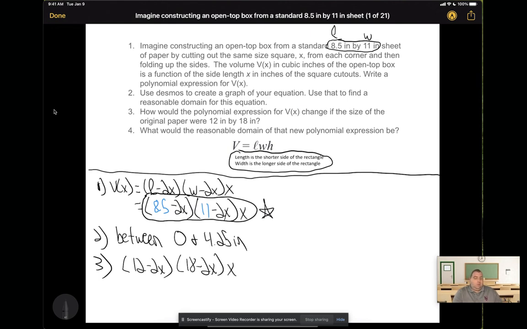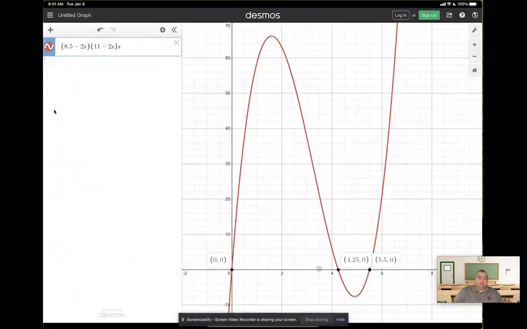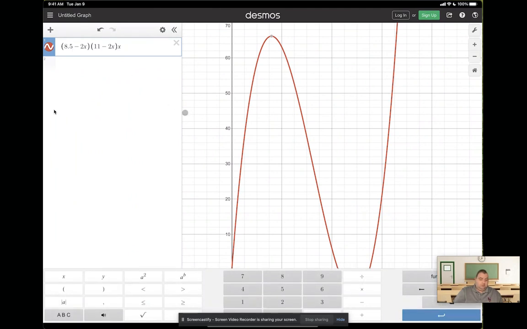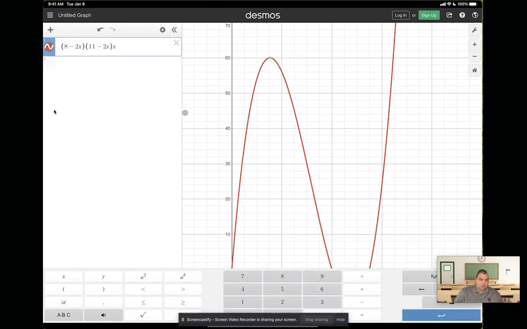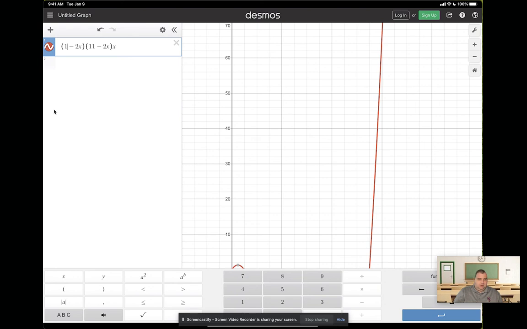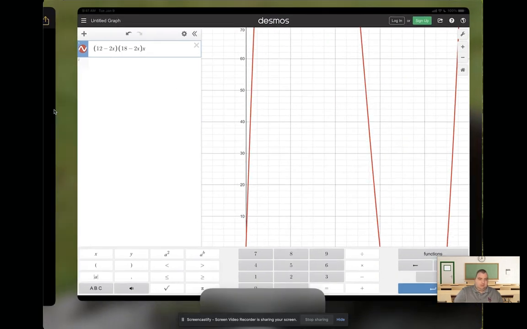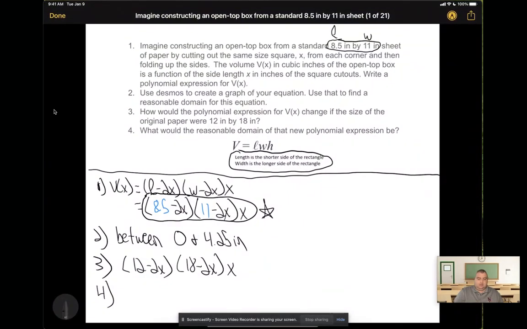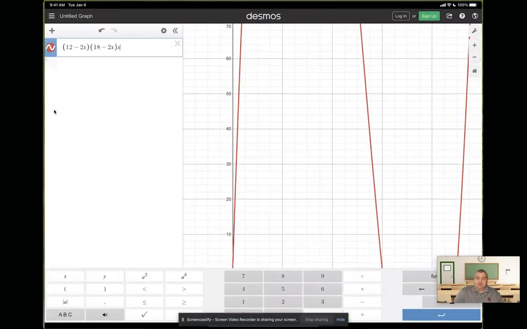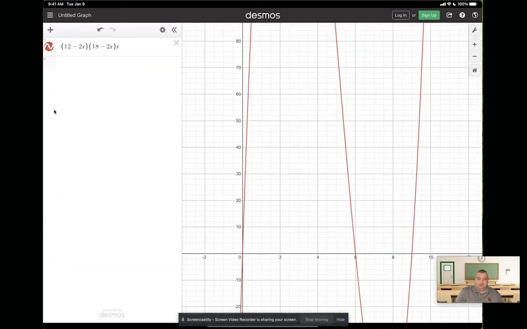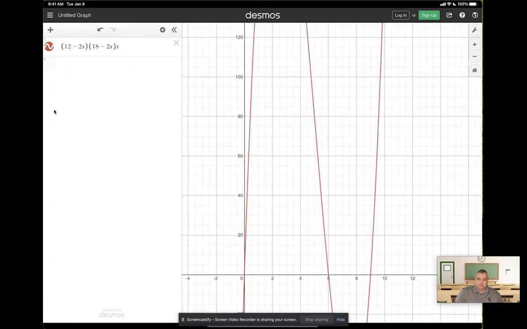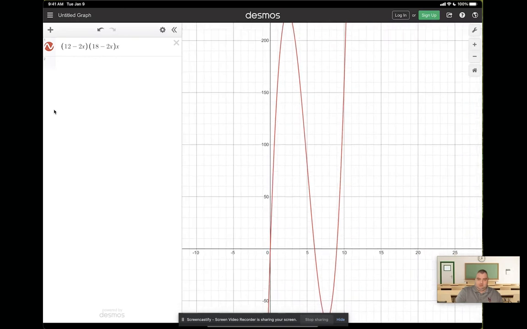Number 4, what would the reasonable domain of that new polynomial expression be? Now I'm going to go to Desmos, and I'm going to change it to 12, and what was it, 18? 12 by 18? Yes, it was. We can see that changes the graph, so I'm just going to zoom out. I'm going to keep zooming out here.